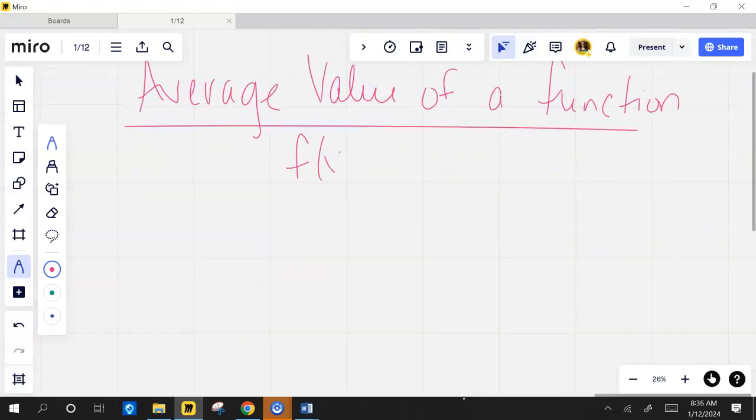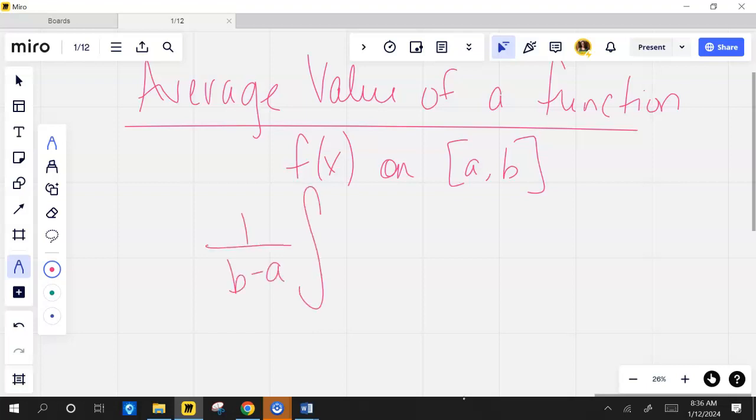If I have a function f of x, to find the average value of that function over an interval, let's say a to b. In fact, I think we were doing average velocity. To find the average value, we do 1 over b minus a, and then we multiply by the integral from a to b. That's it. That's average value.